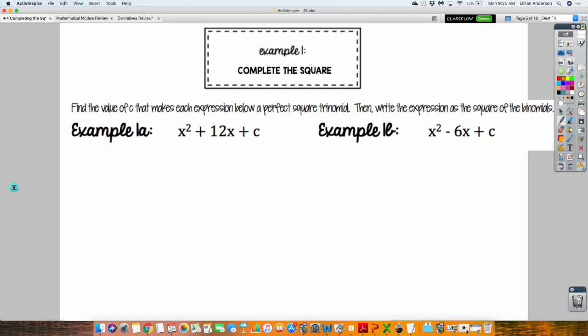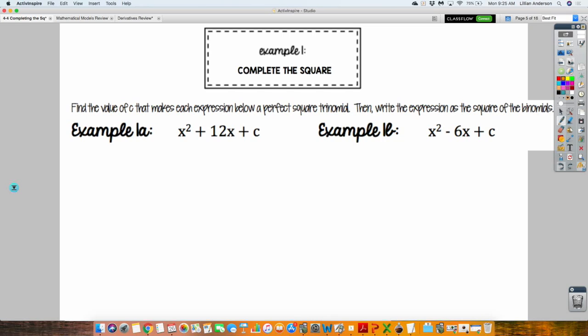So we're going to find the value of c that makes the expression a perfect square trinomial. Then we're going to write the expression as the square of binomials. So is it in the form of x squared plus bx? Yes, there will be situations where there's not. There's a number in front, okay? So now, what's the b?